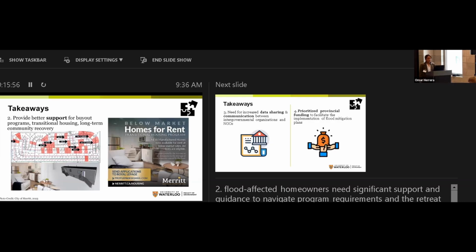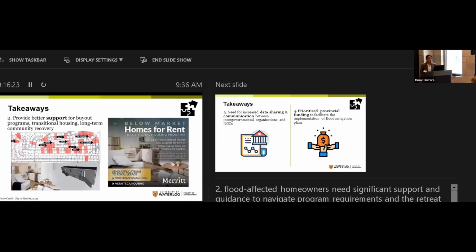Also, we saw that there was a huge depreciation of mental health in the community post-flood. And so we noted that flood-affected homeowners, renters, whatever that may be, needed help with counseling programs and social workers. And finally, we saw that there was a big need for affordable, available, and accessible transitional housing in a town, again, that has 0% vacancy rate.